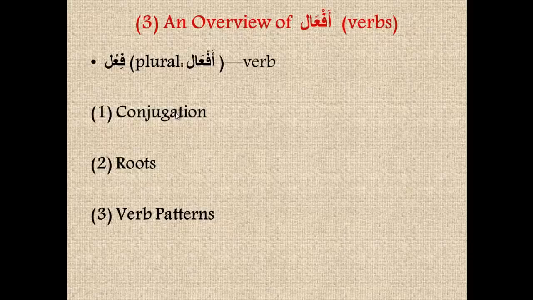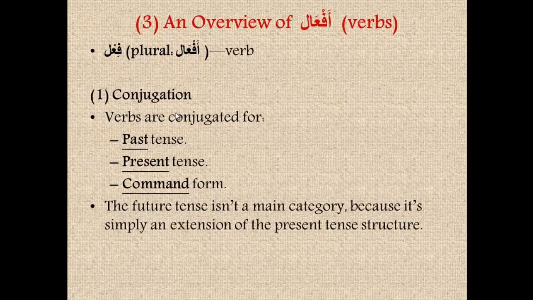So let's begin with conjugation. Conjugation simply means to change a verb to make it appropriate for a particular person and a particular tense. So verbs in Arabic are conjugated for the past tense, the present tense, and the command form.